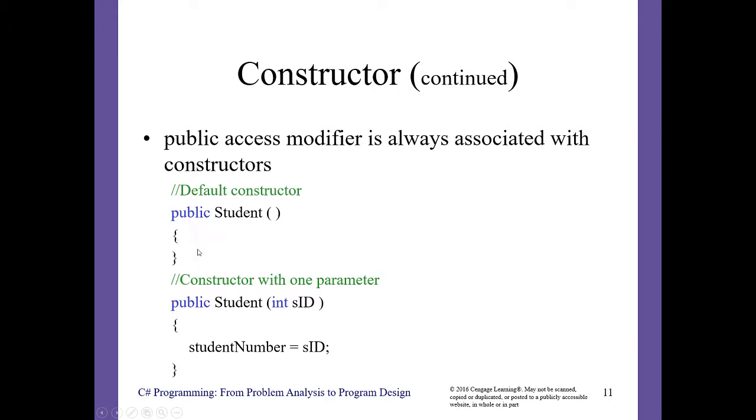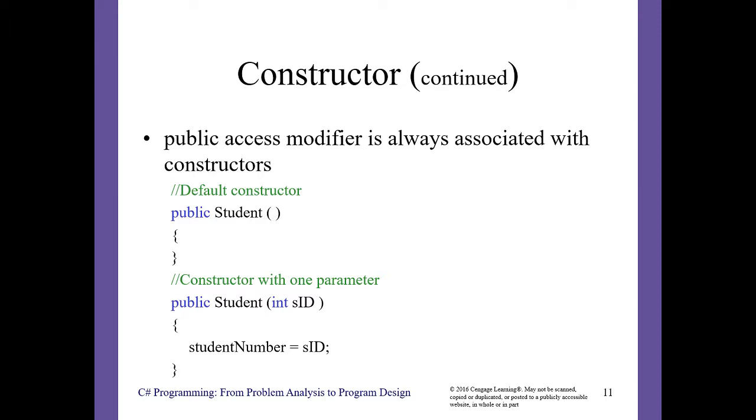Now we could put code in there, that would be fine, but our default constructor in general doesn't necessarily need any code. Now the next example shows a constructor again with one parameter. So if a program is creating an instance of a student and it knows a student ID, it can create a student object with that given student ID by using this constructor.